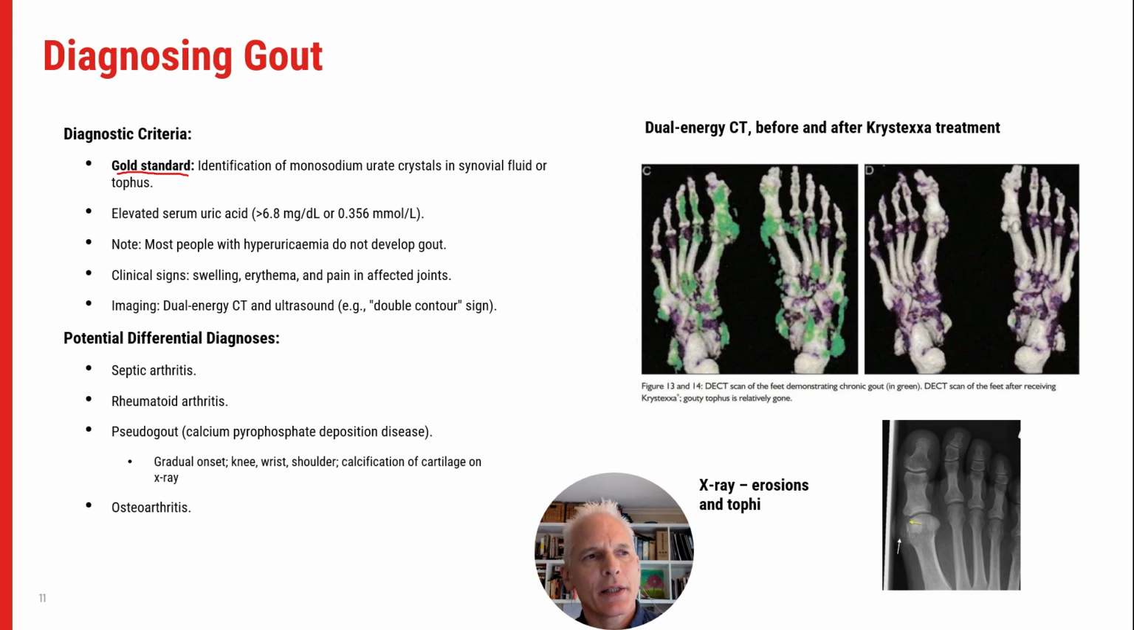We can do blood tests, and obviously if your serum uric acid levels are above 6.8, that's an indication that it may be gout. Again, we know that most people with hyperuricemia don't develop gout unless it's in the extreme range. And of course uric acid levels do fluctuate from day to day, so just because you have a normal uric acid level in your blood doesn't necessarily prove or disprove that it's actually gout. As I've said, most people with hyperuricemia do not develop gout.